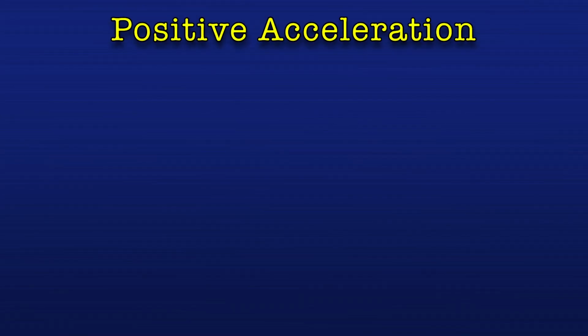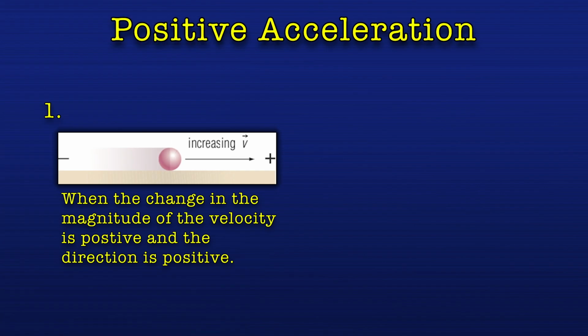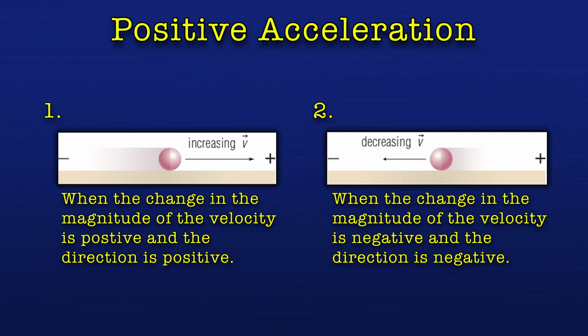Positive acceleration occurs in two ways. One, when the changes in both the magnitude of the velocity and the direction are positive, and two, when the changes in both the magnitude of the velocity and the direction are both negative.